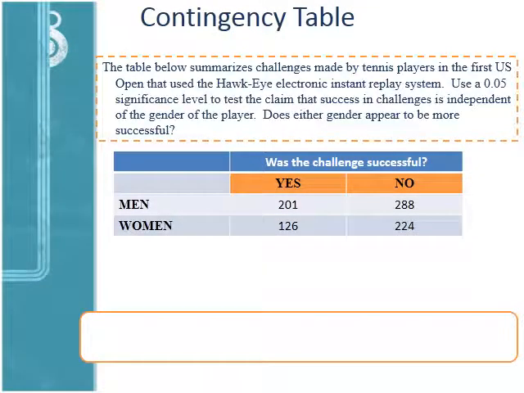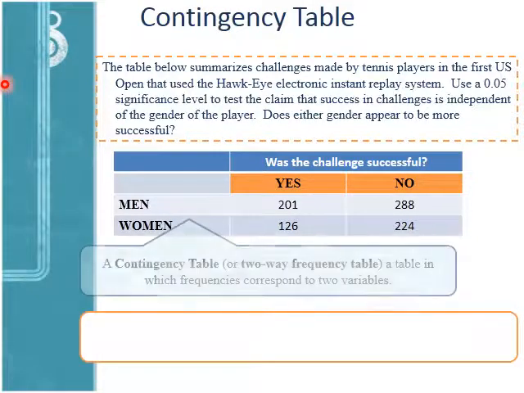In this example, we have a table below summarizing the challenges made by tennis players in the first US Open that used the Hawkeye electronic instant replay system. We're going to use a 0.05 significance level to test the claim that success in challenges is independent of the gender of the player. Then we'll answer, does either gender appear to be more successful?